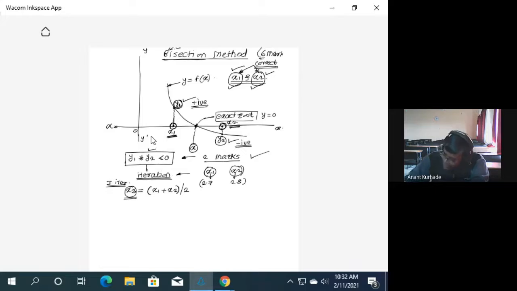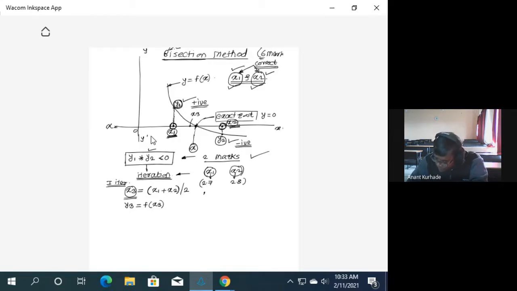Immediately find the value of y3. How can you find the value of y3? It is f of x3, because the function is already given, so we can calculate f of x3. Now in this graph, we have x1 and x2, so where can you locate x3? Exactly at the mid. Let's consider this is the mid, this is x3.